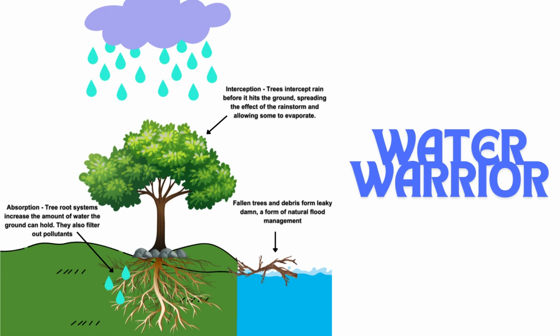Water warrior. Forests play a crucial role in the water cycle. They absorb rainwater, reducing runoff and preventing floods. Additionally, tree roots help filter water, keeping our water resources clean.